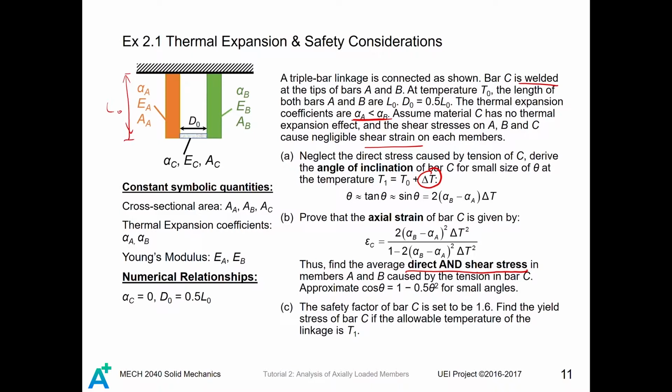Besides, we are also going to consider the safety of this structure because I don't want the structure to be harmed. The safety factor of this linkage is 1.6. Find the yield stress of this bar if the allowable temperature of this linkage is T1, under a change of temperature.